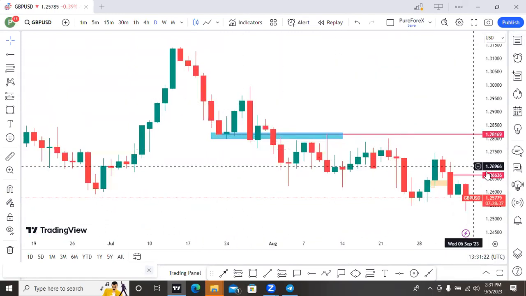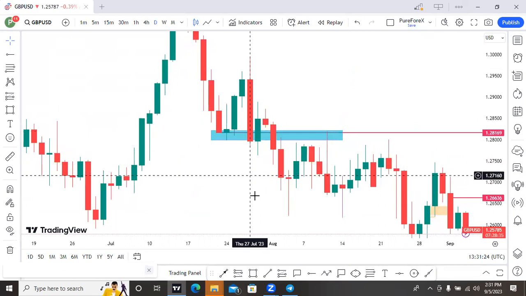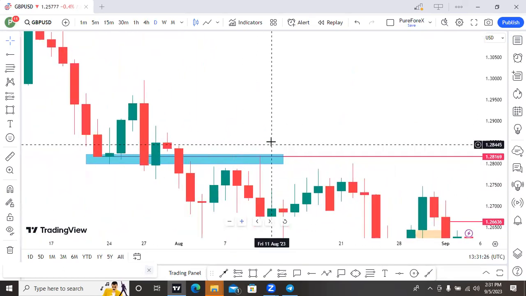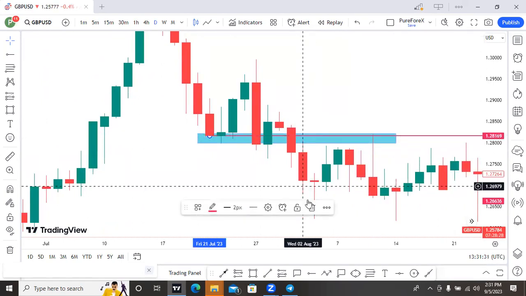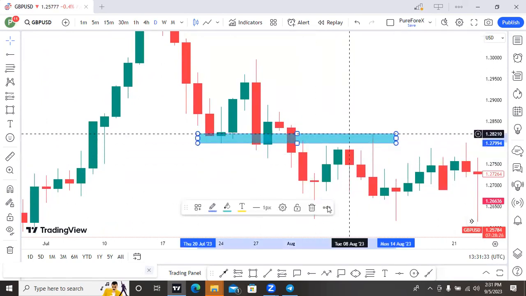Okay, I have this setup here already on GBP/USD. So this is, let me delete it and mark it again for you to learn, guys.